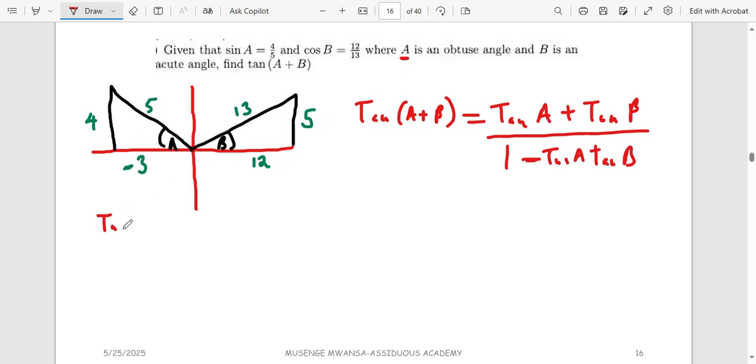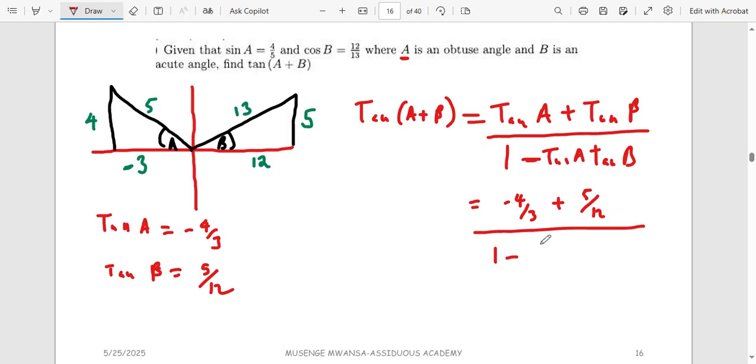So what is tan A? Tan is opposite over adjacent. So 4 over negative 3, which is negative 4 over 3. And then tan of B, also opposite over adjacent, that is 5 over 12. So that is going to give us tan A, negative 4 over 3, plus tan B, 5 over 12, divided by 1 minus tan A, negative 4 over 3, times tan B, 5 over 12.